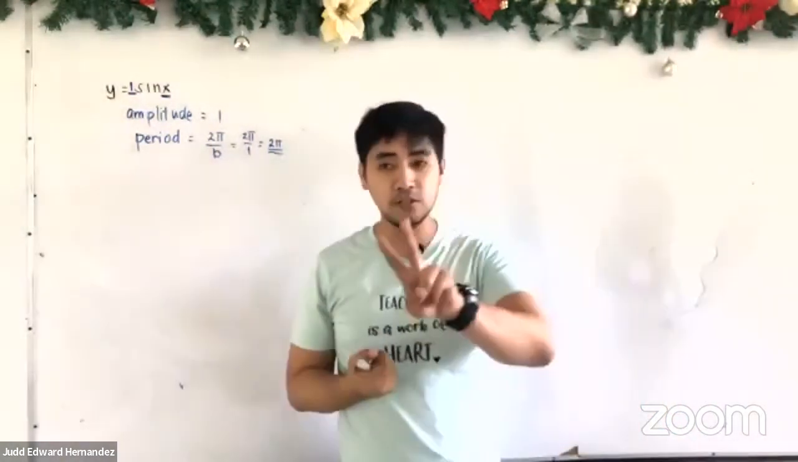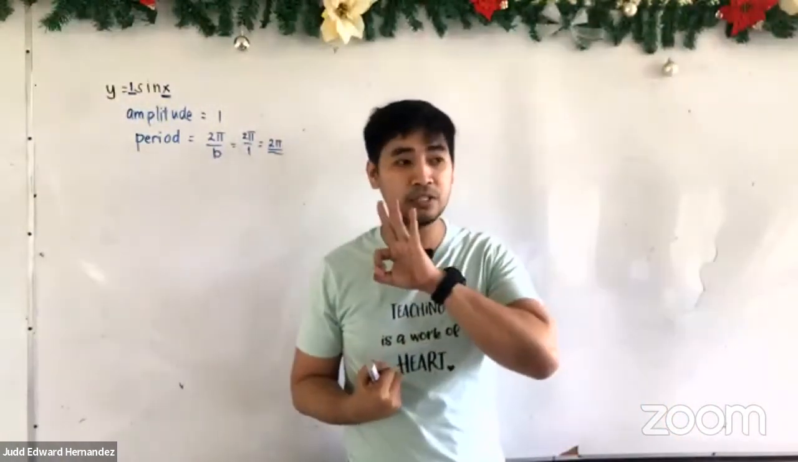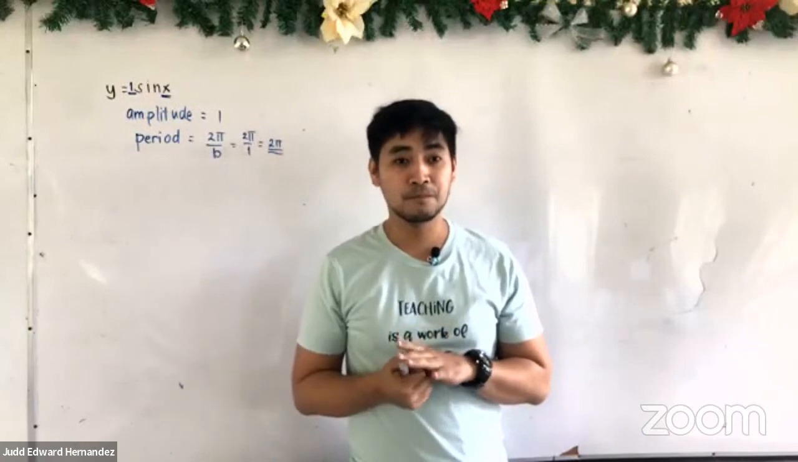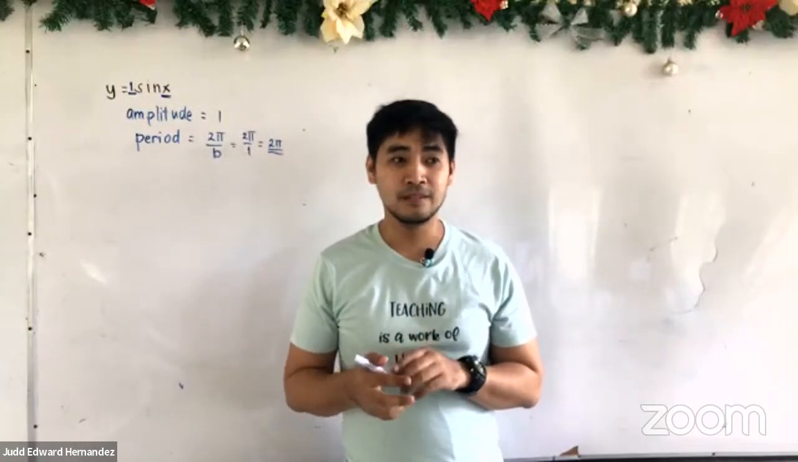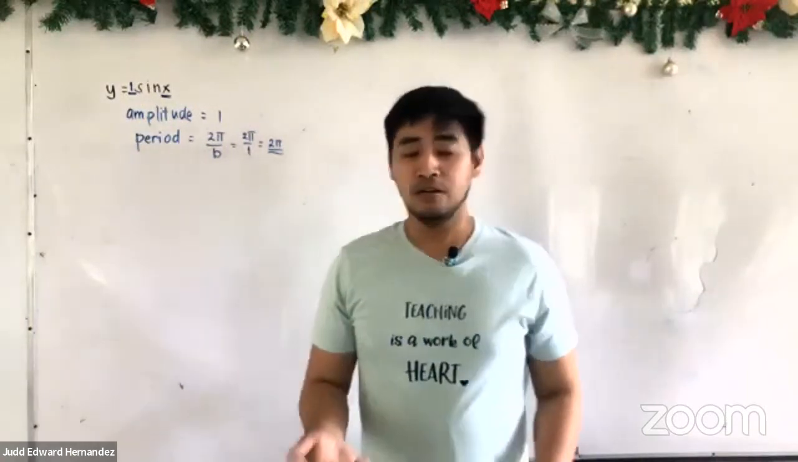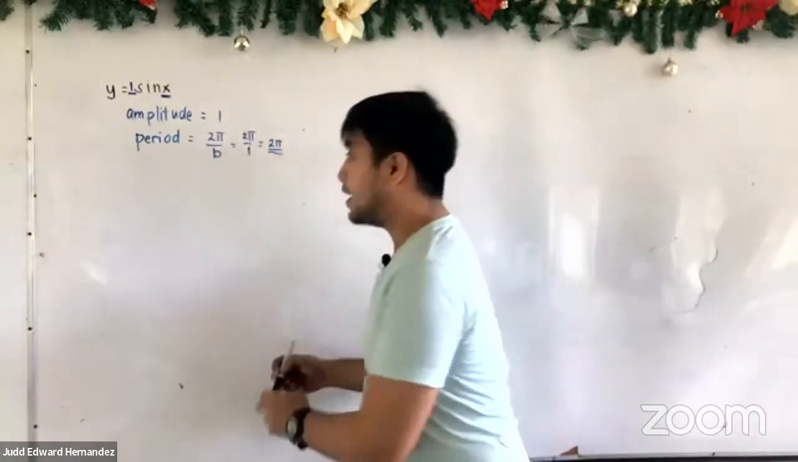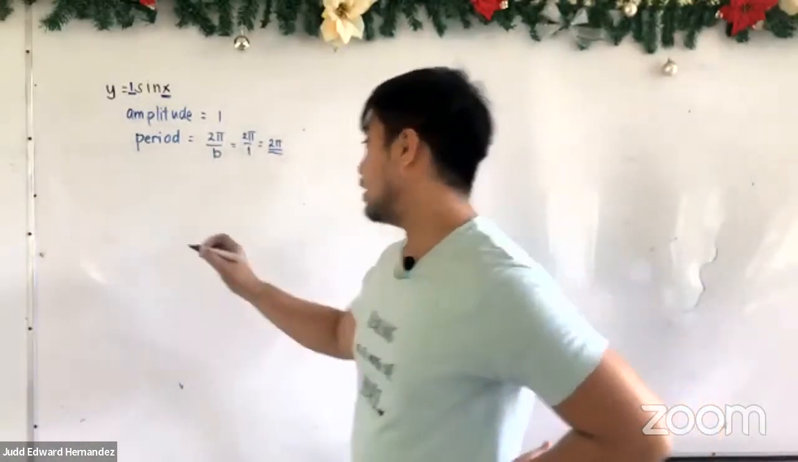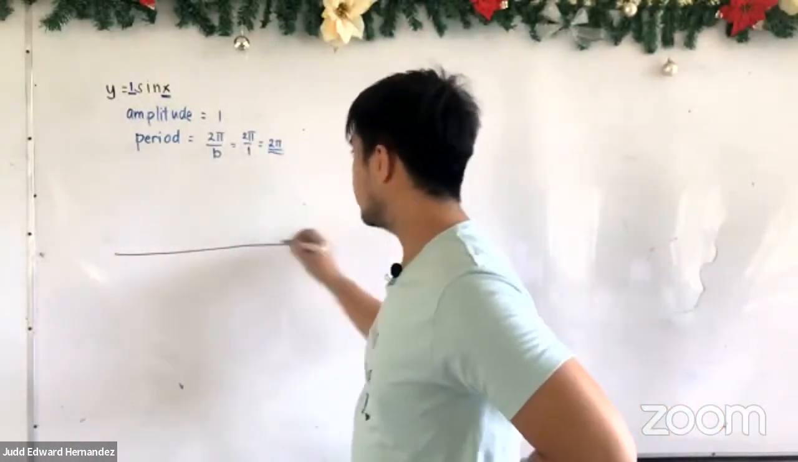Okay, nakuha na natin yung dalawang step. Ano po yung pangatlong step? Divide po. Divide po sa 4 equal parts. Dapat hatiin daw natin yung period into 4 equal parts. Okay.